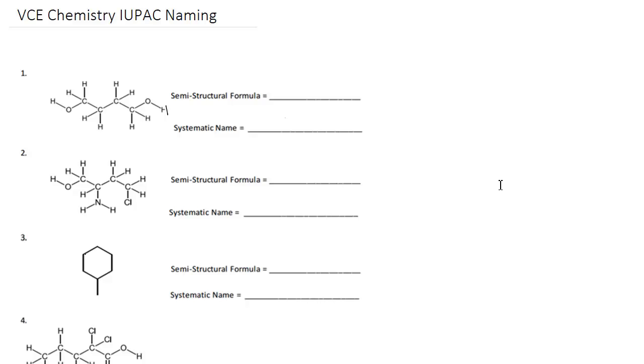Welcome to this tutorial that looks at naming using IUPAC formatting. So what we're going to do in this tutorial is have a look at a range of different organic molecules, and look at how to provide a systematic name for it and also how to provide the semi-structural formula. The systematic name is the same kind of description as IUPAC naming.